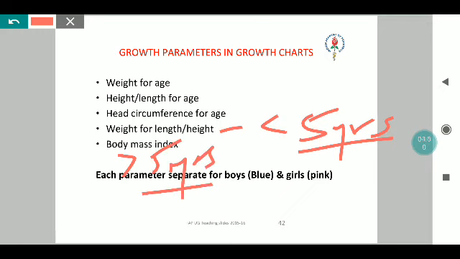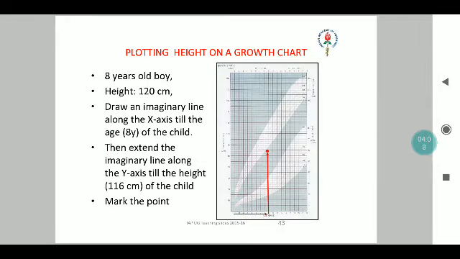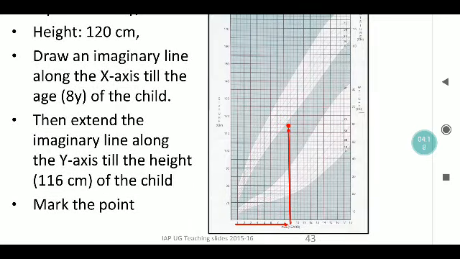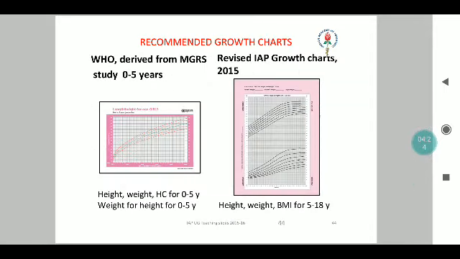It is important to note that these are color coded. There are separate charts for boys, which is blue in color, and separate charts for girls, which is pink in color. So like I mentioned, this chart basically considers an 8-year-old boy whose height is 120 centimeters. So at 8 years a vertical line is drawn, at 120 centimeters a horizontal line is drawn, that point is marked. That helps in plotting the height on a growth chart.